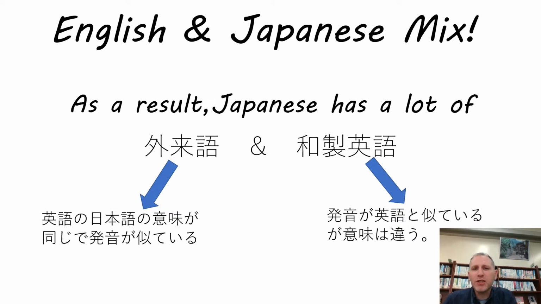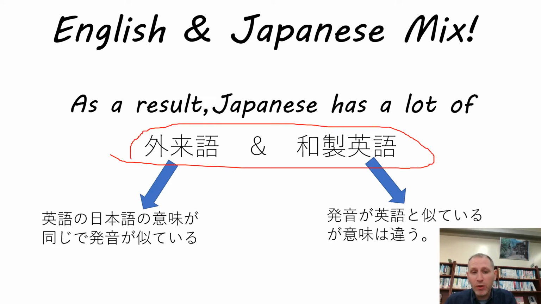Here we have English and Japanese mix. And as a result, Japanese has a lot of gairaigo or wasei-eigo. Okay? So gairaigo are called loan words, and wasei-eigo are words which sound English but are actually only used in Japan.